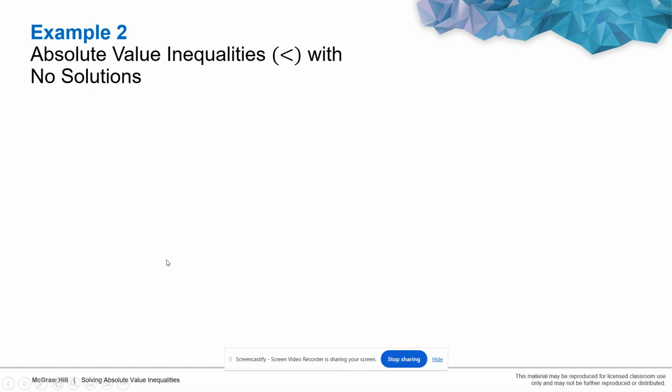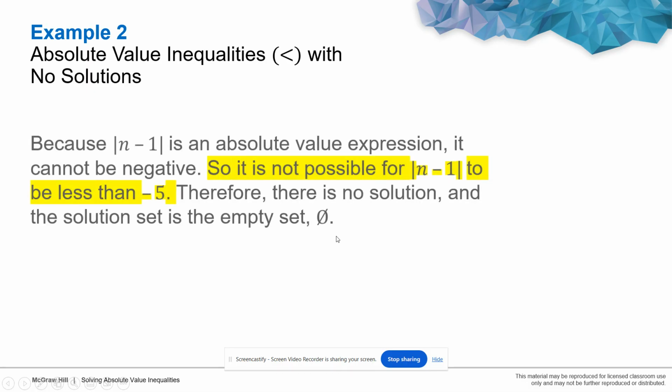Hopefully you guys are all saying in your heads, no solution. The answer for example 2 would be no solution, because it is not possible for the absolute value of n minus 1 to be less than -5 because of the absolute value there, okay? Hopefully that makes sense, okay?